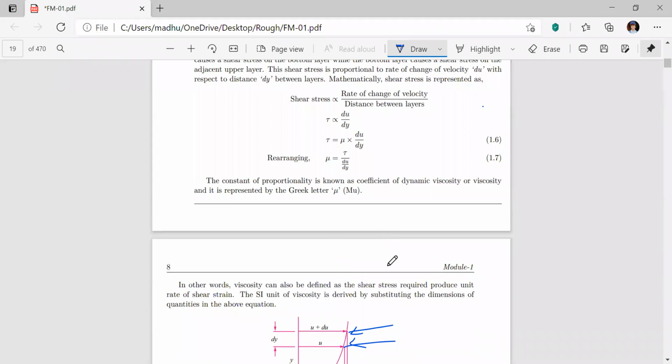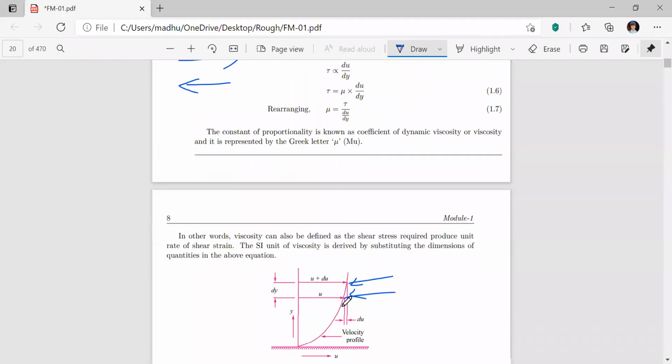Shear stress means one force will act in this way and another force will act in this way, and both the forces are not collinear. That type of force induces a stress, which is called shear stress. So this shear stress is nothing but the rate of change of velocity divided by the distance between layers. It is the ratio of the rate of change of velocity between these two layers and the distance between the layers.